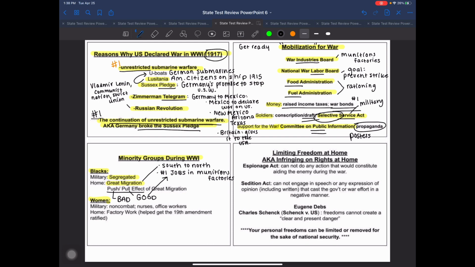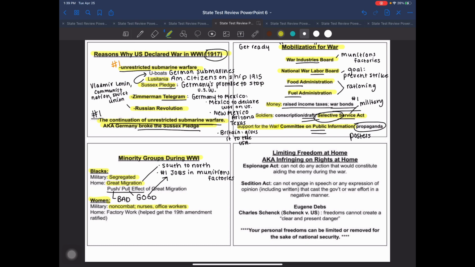For women, we're going to see women actually are going to be allowed in the military, but very strict about what they can and cannot do. Under no circumstances are they supposed to be involved in any combat positions. Okay, so non-combat positions is what they are offered. Things like nurses, office workers, things like that.